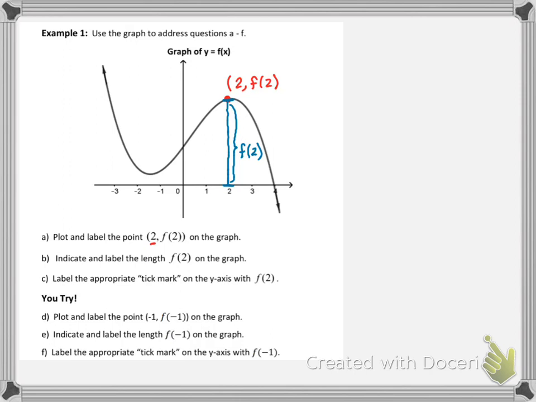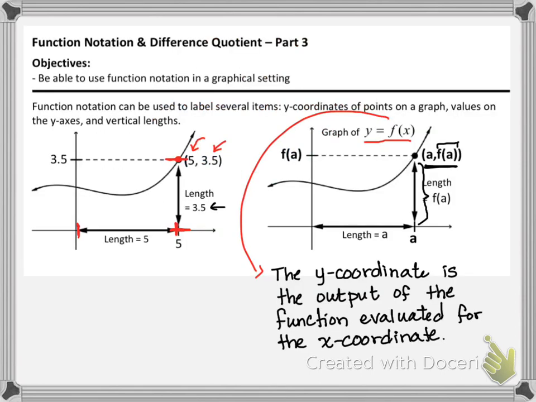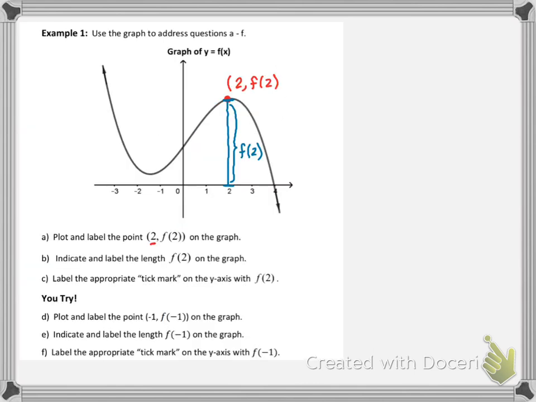And then we want to make a tick mark on the y-axis to indicate that value, right? So just like here we had a tick mark for 3.5 that corresponded to a length of 3.5 that corresponded to a y value of 3.5. Those are all just different ways of representing the y value. Same thing here. These are all just different ways of expressing f of 2, which is the y value of that point.